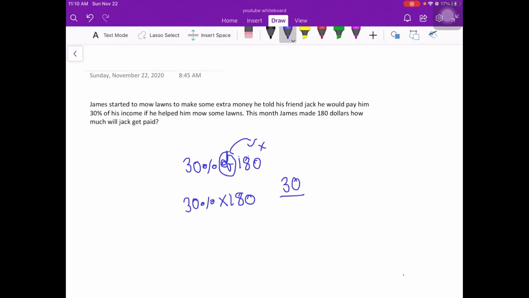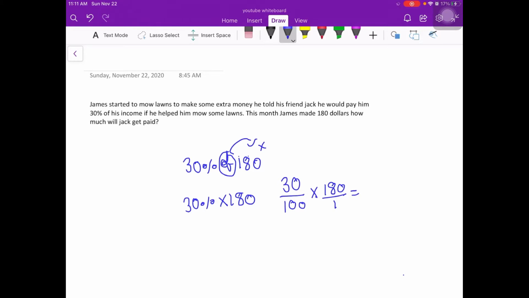So we would put 30% over 100% because 100% is the total thing. And 100% is basically 180 because that's the total, and we're trying to figure out 30% of it. So we're going to multiply that by 180. Since we're putting it in fraction form, we'll just put a 1 under 180 because 180 over 1 is equal to 180.